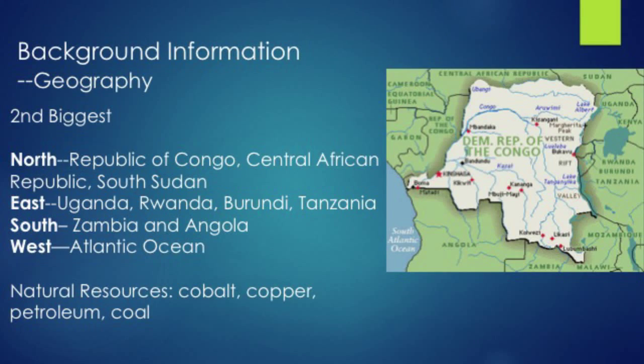Now for some geographical information on the DR Congo. It is the second biggest country in all of Africa. Its bordering countries are the Republic of Congo, Central African Republic, and South Sudan to the north, Uganda, Rwanda, Burundi, and Tanzania to the east, and Zambia and Angola to the south. And then on the west side, the Atlantic Ocean borders. Some natural resources that are common in the DR Congo are cobalt, copper, petroleum, and coal, as well as many others.